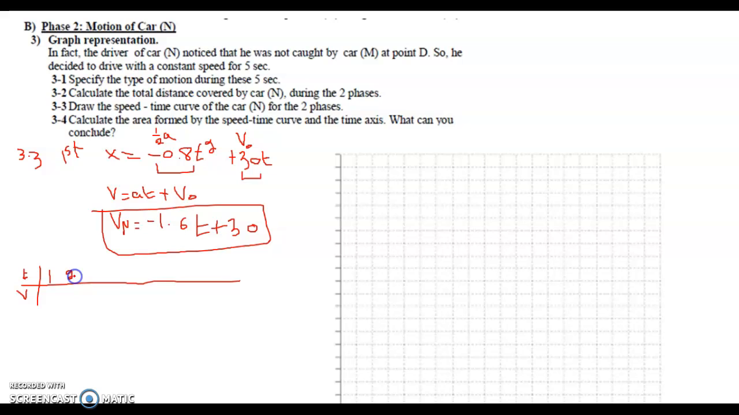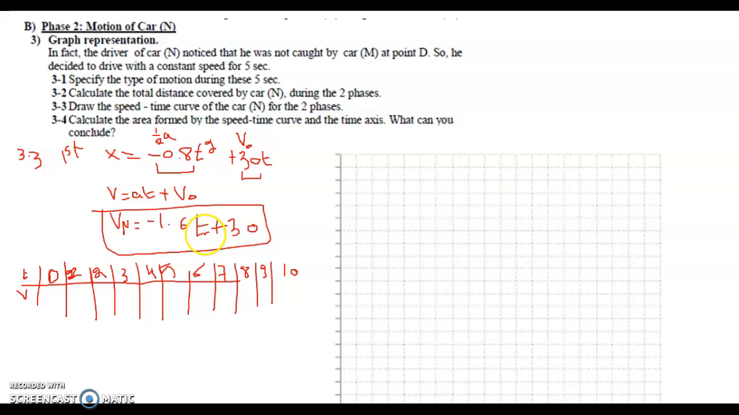So we can take 0, 1, 2, 3, 4, 5, 6, 7, 8, 9, 10. These are the particular points that could be taken within this range. It's enough to take two or three of them. I'm not going to calculate all of them, I just wanted to make sure that you do not exceed the limit.